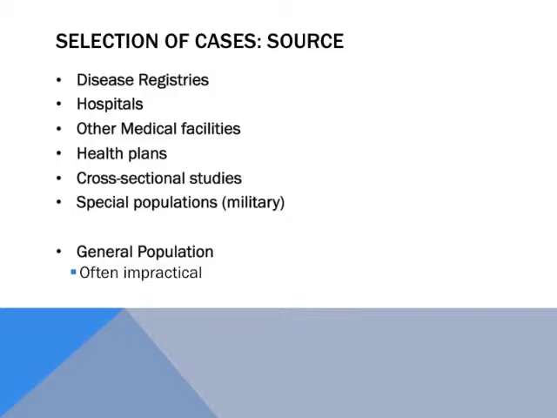This data was obtained through the Ontario Cancer Registry. Other potential sources of data might be hospitals or other medical facilities, health plans, cross-sectional studies, or special populations such as the military. It's often impractical to identify cases from the general population.